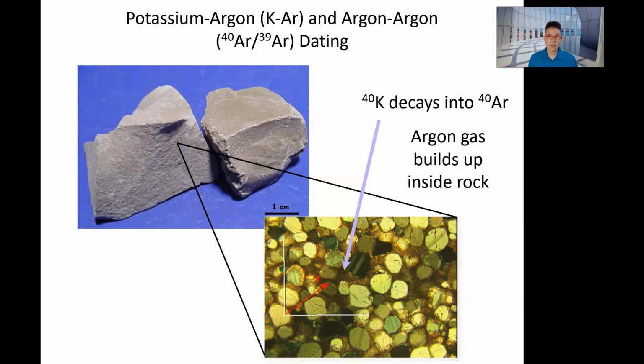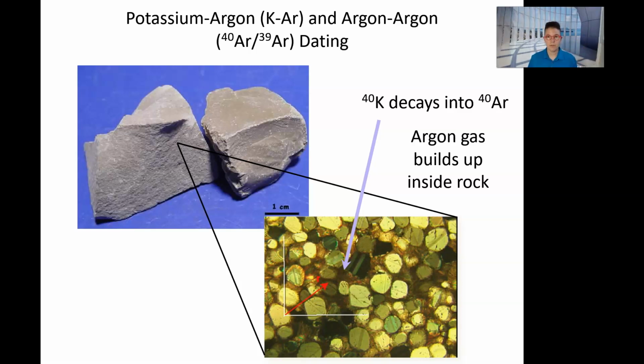So once the layer of volcanic ash, the tuff, is deposited, potassium immediately starts decaying into argon. So potassium 40 decays into argon 40. And chemists and physicists have figured out exactly how fast this occurs. This is called a half-life. And so we use the half-life, the known rate at which potassium 40 decays into argon 40, to figure out how long it's been since we had 100% potassium.